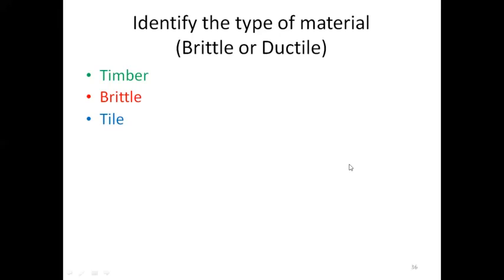Okay. Aditya is thinking it is a ductile material and Deepak is saying it is a brittle material. So the answer is brittle material.